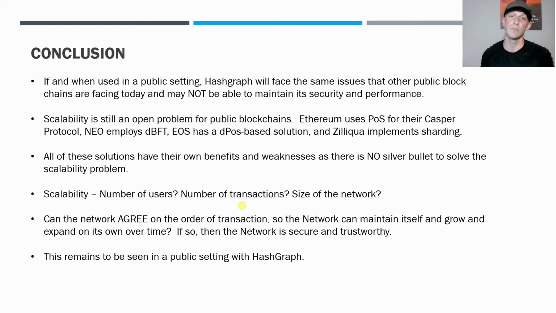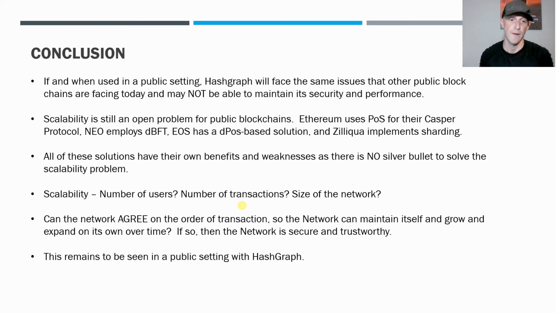Scalability is still an open problem for blockchains, public blockchains that is. Ethereum uses PoS for their Casper protocol, Neo employs dBFT, EOS has a DPoS based solution, and Zilliqa implements what they call sharding. So all of them have their scalability problems, and these are the kind of technologies they're using to try to fix that scalability issue. All these solutions have their own benefits and weaknesses, as basically there's no silver bullet to solve the scalability problem.